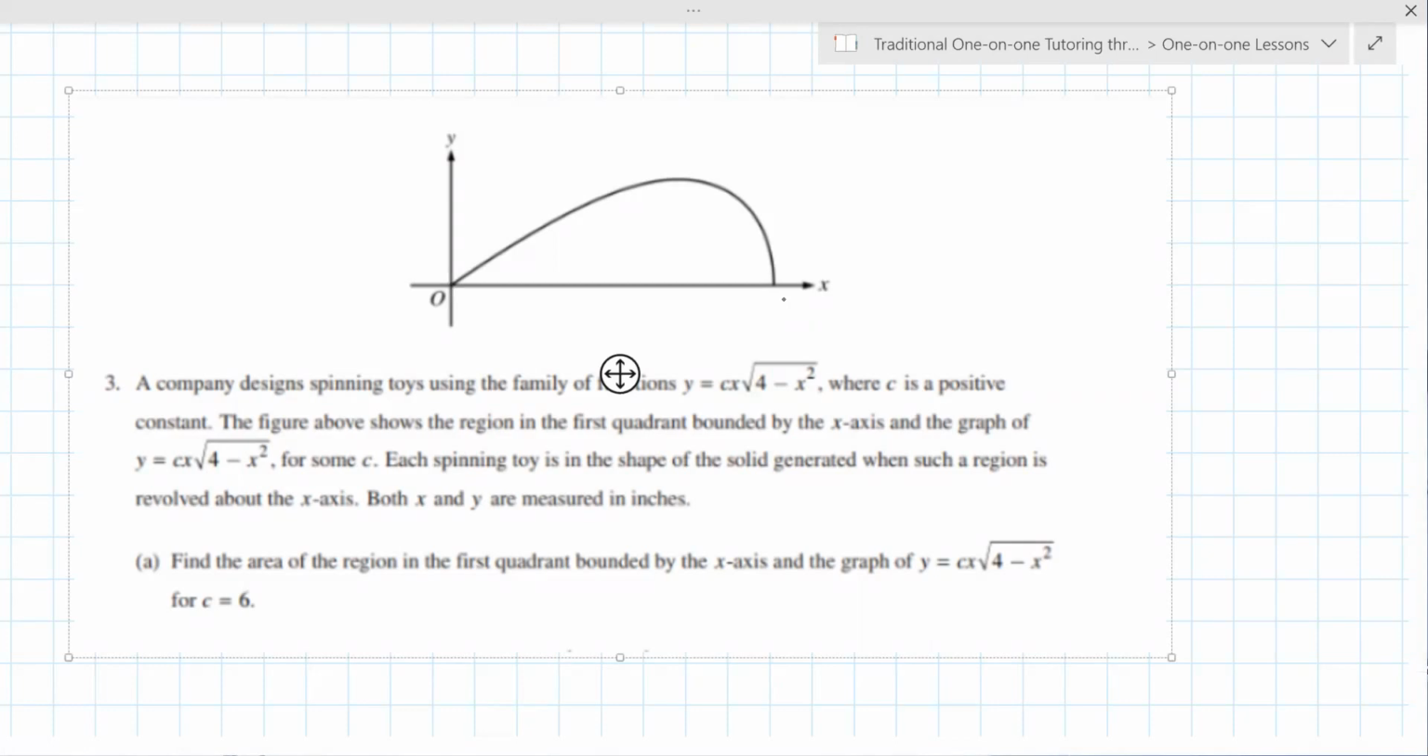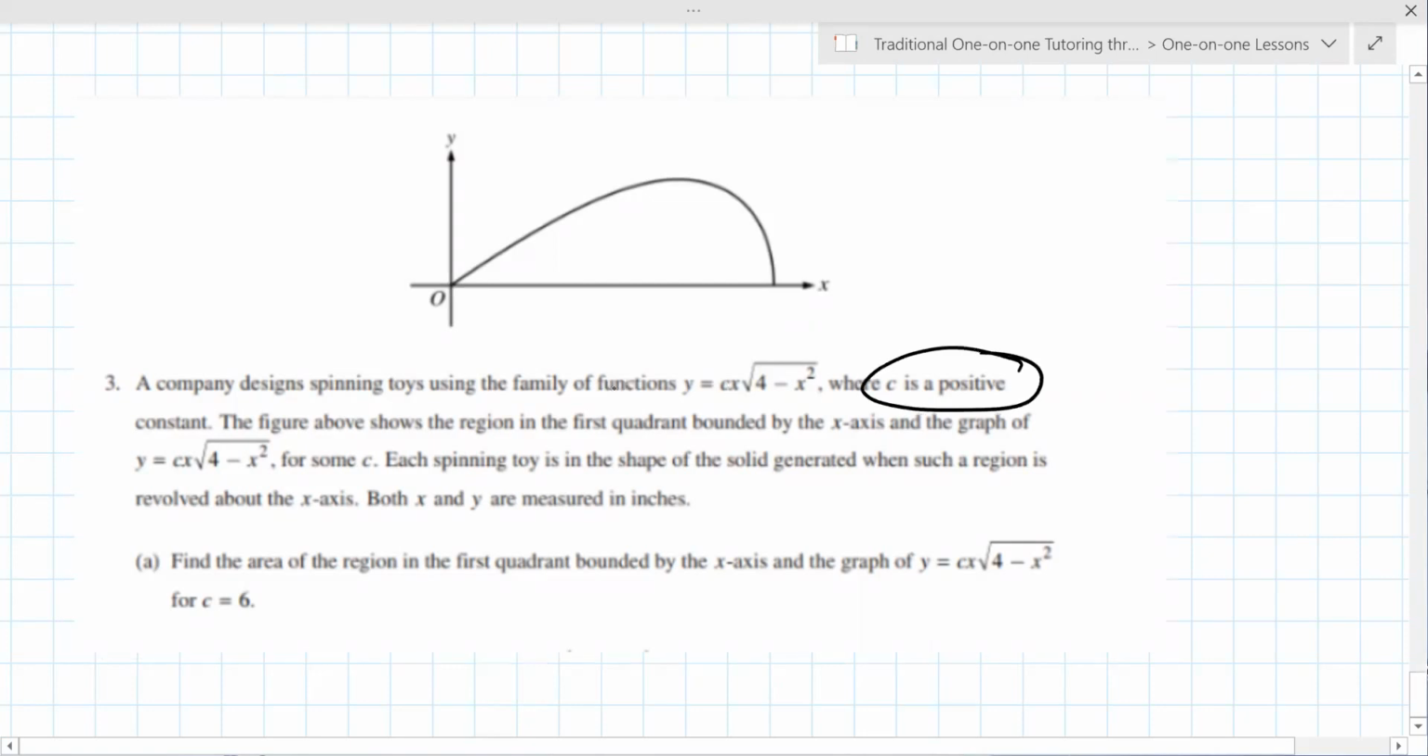So they give you a curve, and they tell you C is positive. That's important. If C is negative, I believe it flips it. Okay, find the area of the region in the first quadrant bounded by the x-axis and the graph. They're saying we're making C 6, so we want you to find this. What they don't tell you, though, is this number right there. So you've got to figure out where this thing equals 0.